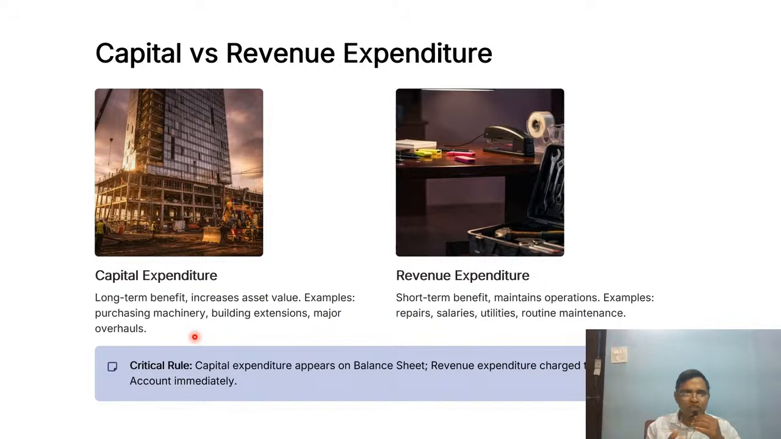Whereas revenue expenditure is a short term benefit, for example maintaining operations, repairs, salaries, or routine maintenance. That is called revenue expenditure. The critical rule here: capital expenditure appears in the balance sheet, whereas revenue expenditure is charged immediately in the profit and loss account. Do remember.